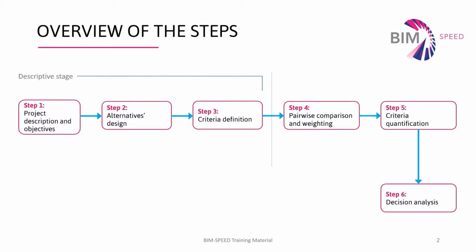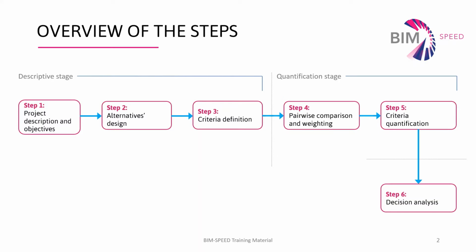The quantification stage includes steps 4 and 5. In step 4, the tool allows the different groups of stakeholders to enter their preferences according to the criteria that were established in the previous step. The Excel tool calculates the criteria weights according to the input of the users. In step 5, the performance of the alternatives according to each criterion should be quantified.